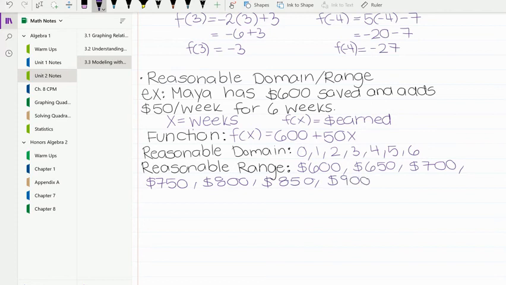So you could have evaluated that at each of the inputs, but it's kind of easier just knowing that you're going to add 50 each time.